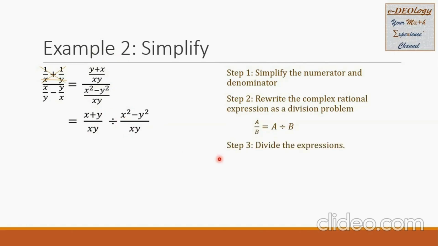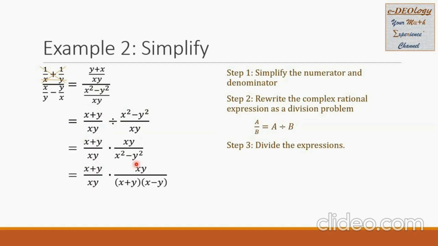And step 3, let us divide the expressions. It means I'm going to take the reciprocal of the second rational expression and take it here. See now, the xy becomes the numerator, the x squared minus y squared is now the denominator. The operation now changes from division into multiplication. Our first rational expression, there is no change. We will simply copy here.